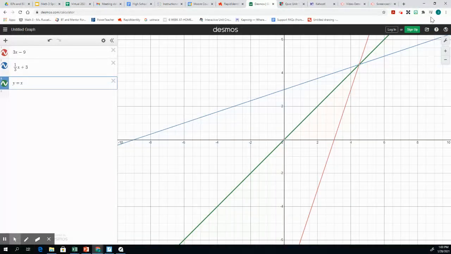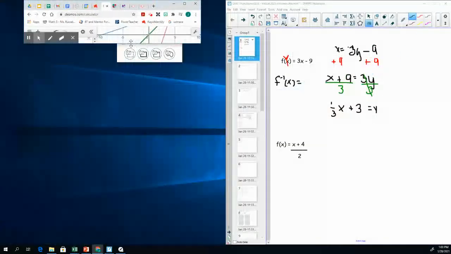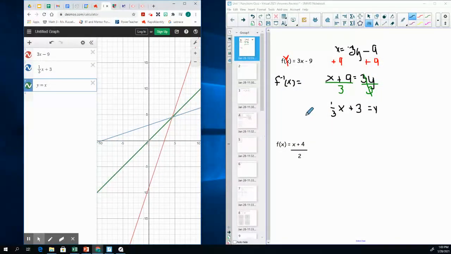This is not going back the way I wanted fast enough without making a mess. Sorry, guys. Okay, so then I left one more example. So if you got it, you're good. Sign out. If not, here's one more example. So again, the first step is to turn that f of x into y, because f of x is the same thing as y. Then you're going to flip your x and y.